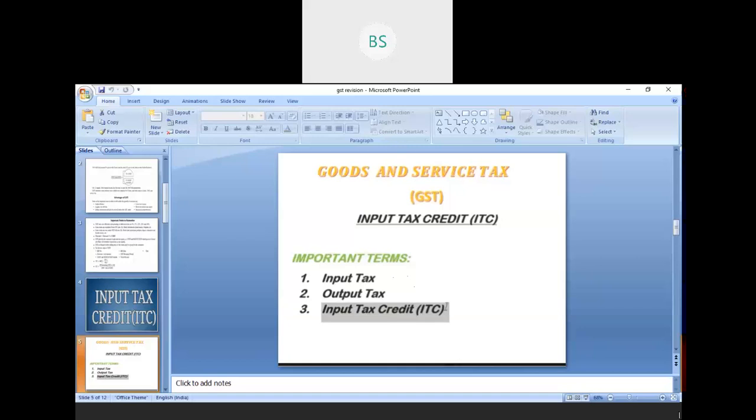For example, when a wholesaler is selling some product to the dealer, and he collects tax from the dealer, that is called output tax. Clear about it? If it is not clear, you can tell me here.